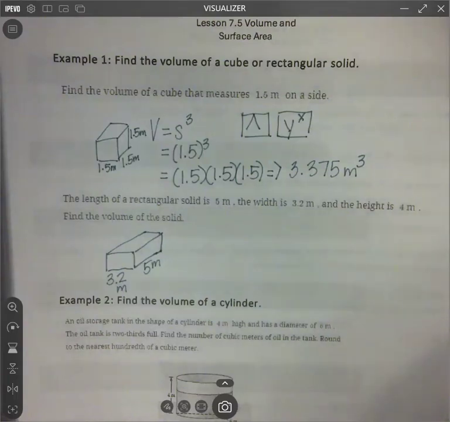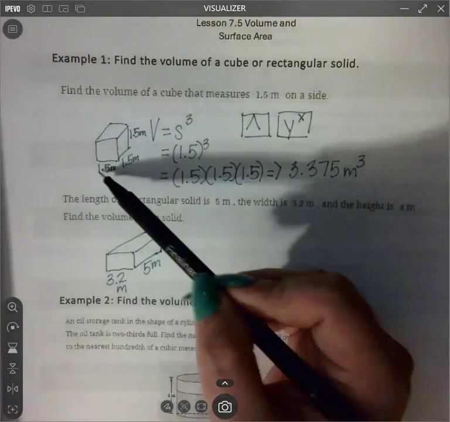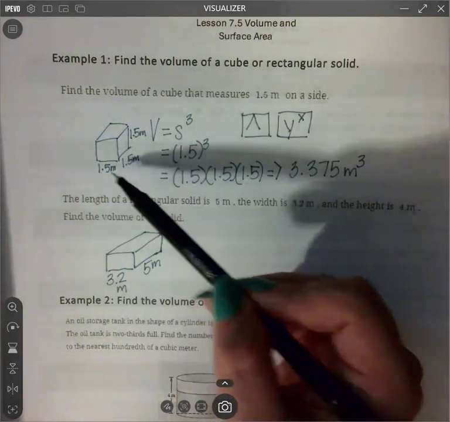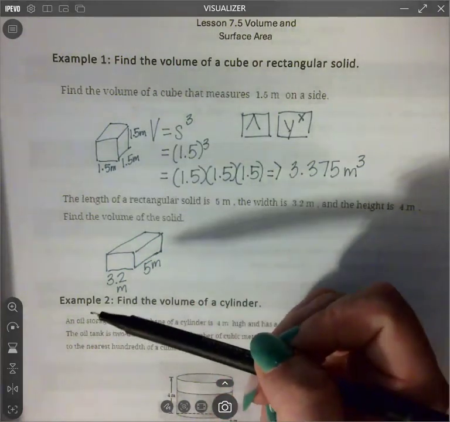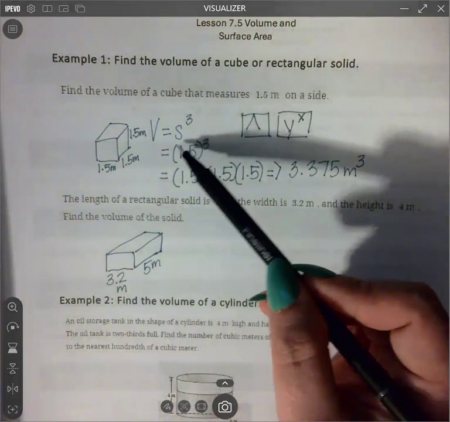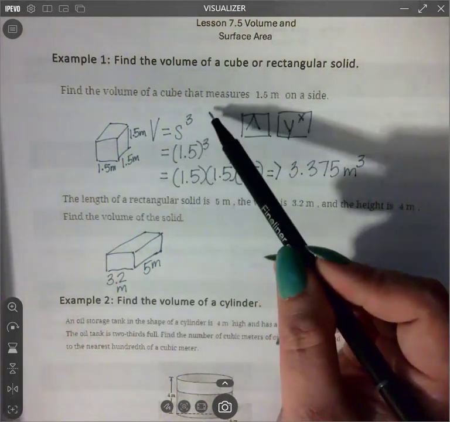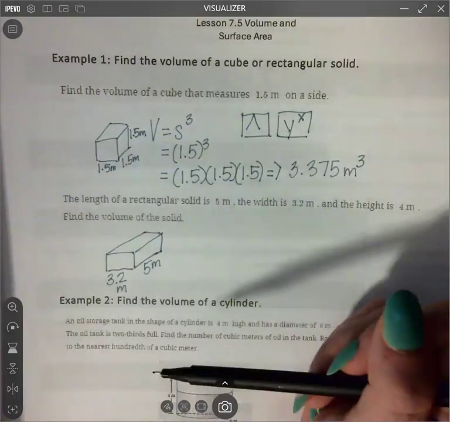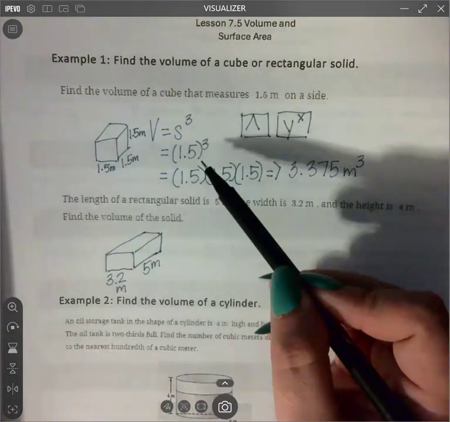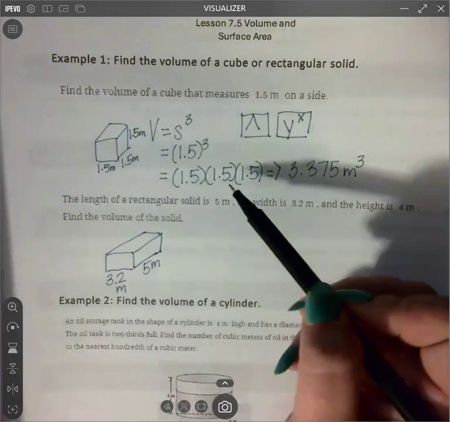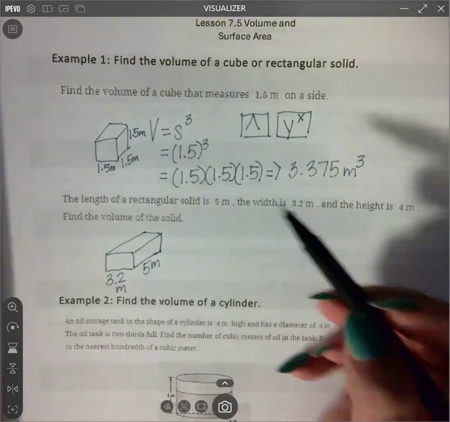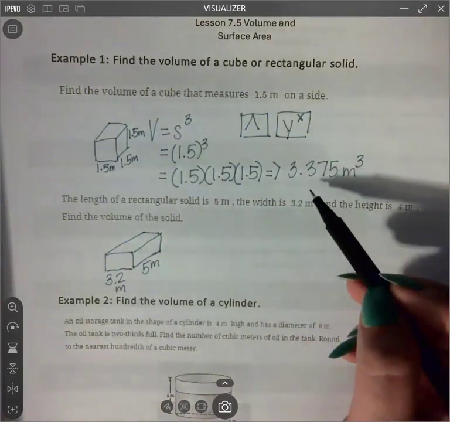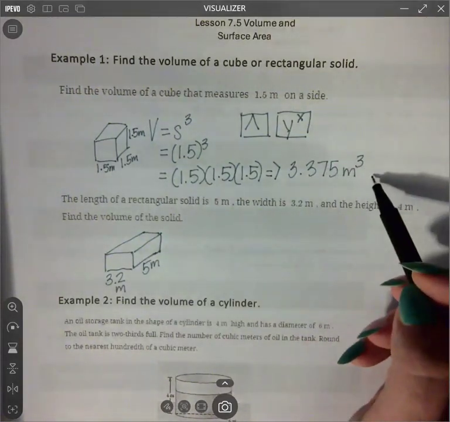In example 1, we're finding the volume of a cube or rectangular solid. The cube has all three dimensions the same: the length, the width, and the height. So our formula for the volume of a cube is V equals S to the third power, or 1.5 to the third power in this example. To take something to the third power means to multiply it times itself 3 times. So if you do that, you should get 3.375 meters cubed.